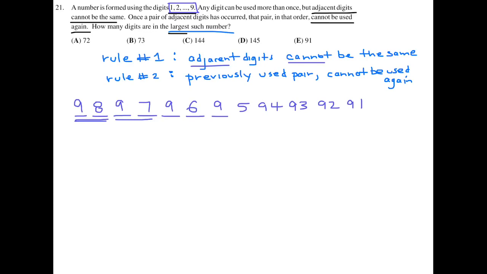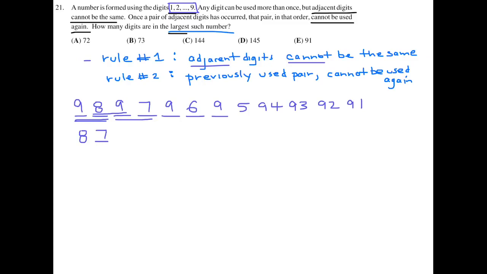Okay? Now, I'm going to continue this number. Remember, it's going to be a very long number. But what choice do I have at this point? I can only use 8 because the 9s are exhausted. After the 8, what can I put? Can I put a 9? The answer is no, because look, 8, 9 has already been used. Can I put an 8? No, because that would violate rule number 1. Can I put a 7? And the answer is yes.